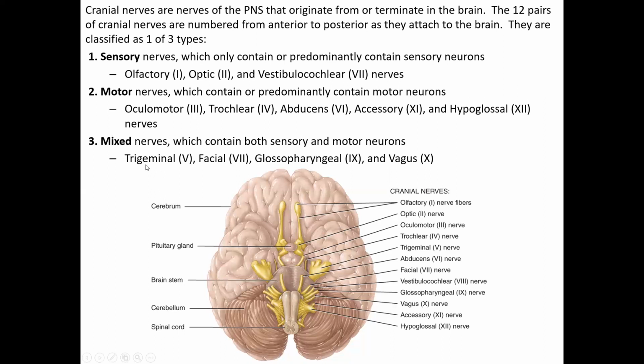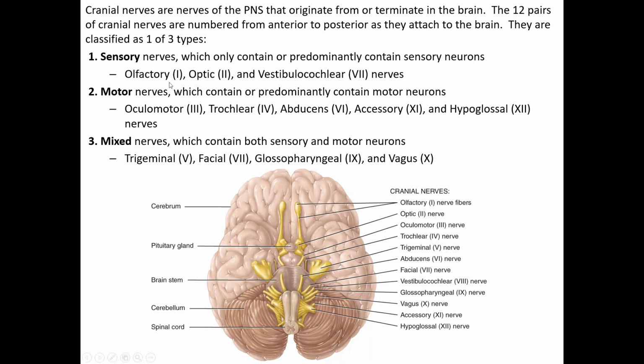Okay. And then if they have a mixture of both sensory and motor neurons, we call them mixed nerves. Pretty hopefully straightforward what we call mixed nerves. So they're like a 2-lane highway. They've got signals going in 2 different directions. You've got the trigeminal pair, the facial pair, the glossopharyngeal pair, and the vagus pair. Now some of these we cover quite a bit. Some of them I'll just kind of mention a little bit about.